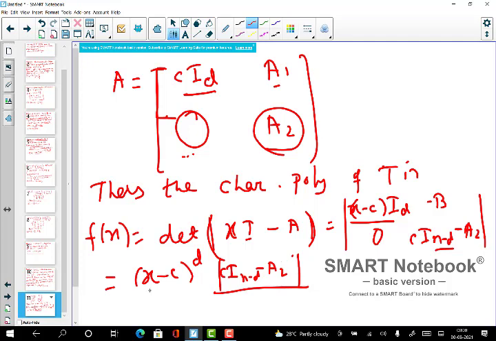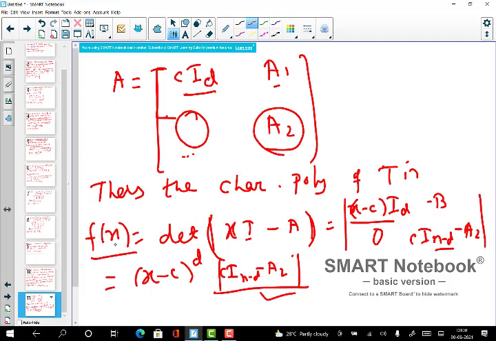Now note that x minus c to the power d is already dividing the characteristic polynomial, right? But there is one more factor. In that factor you may also have a factor of x minus c, but that doesn't matter to me. We know that at least d many factors divide f of x, right?